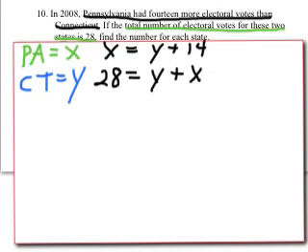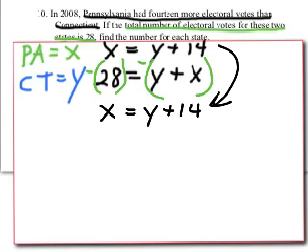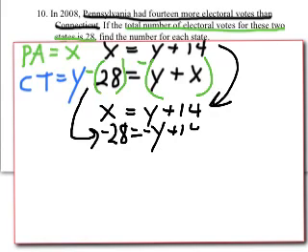So I'm going to multiply both sides of one of the equations by a negative 1. So I think I'll use this one. This is going to be times a negative 1. This is times a negative 1. So if I rewrite both equations, then here's what I'm going to get. I'm going to have x equals y plus 14, which is the same thing I had before, right? And then I'm going to rewrite my second equation here. Multiplying by negative 1 gives me a negative 28 equals a negative y plus 14.